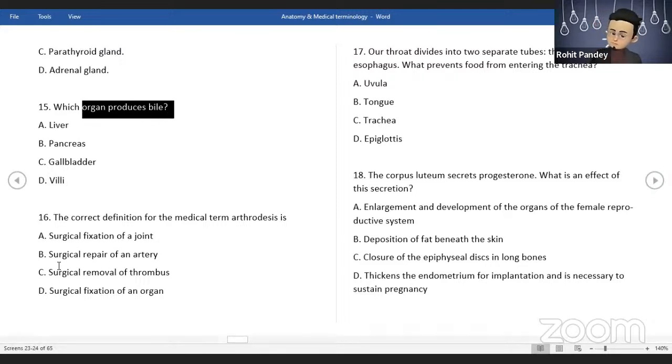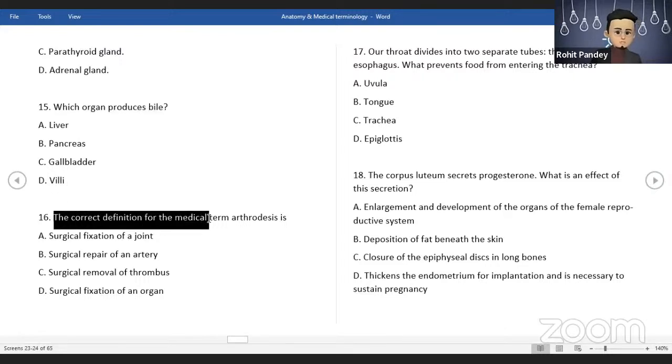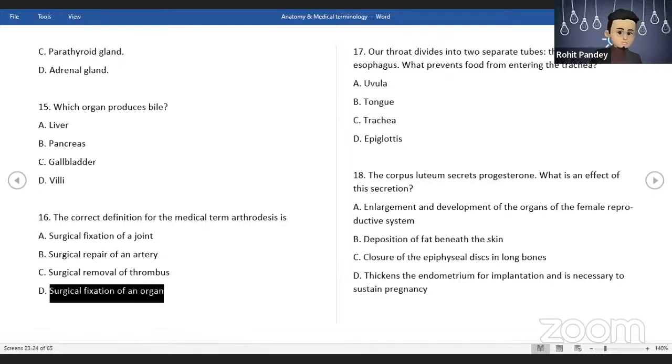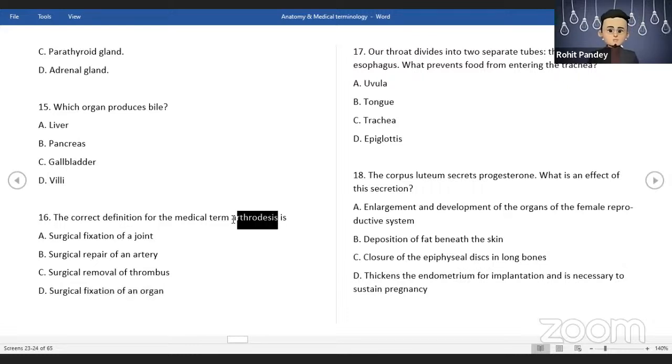Okay. So the next question: the correct definition for the medical term arthrodesis is, anyone know? A, surgical fixation of a joint; B, surgical repair of an artery; C, surgical removal of thrombus; D, surgical fixation of an organ. The correct definition for the medical term arthrodesis is surgical fixation of a joint.